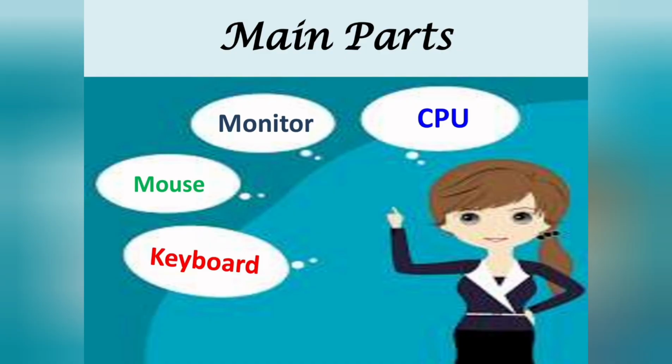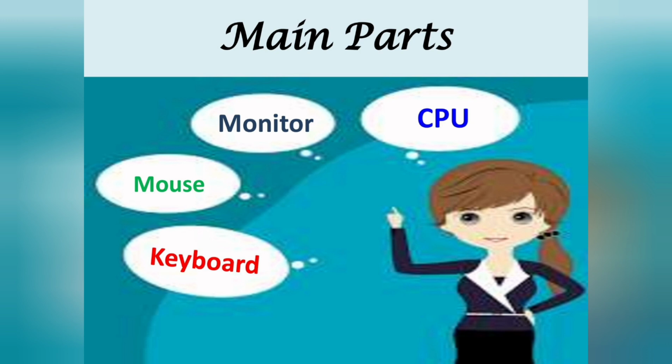The computer system consists of four main parts. In the last video class itself, I said those four parts. They are keyboard, mouse, monitor, and CPU. What are the four main parts? Keyboard, mouse, monitor, and CPU. Okay, children, what is the use of keyboard? Can you remember that? Yes, keyboard is used to give instructions to the computer.